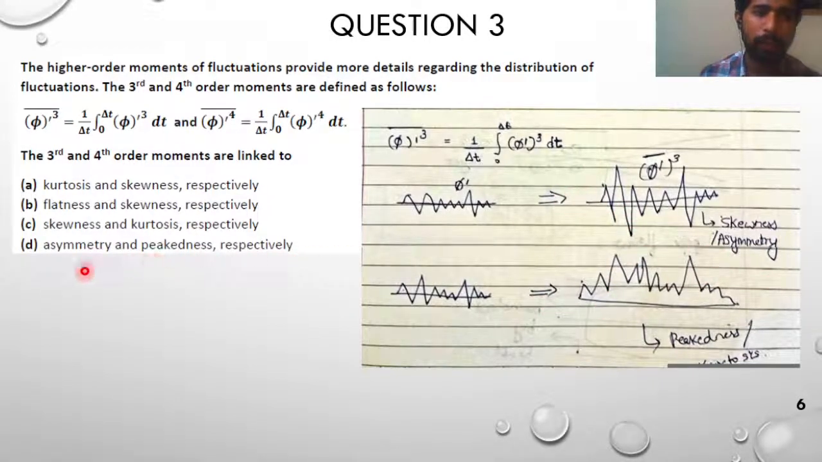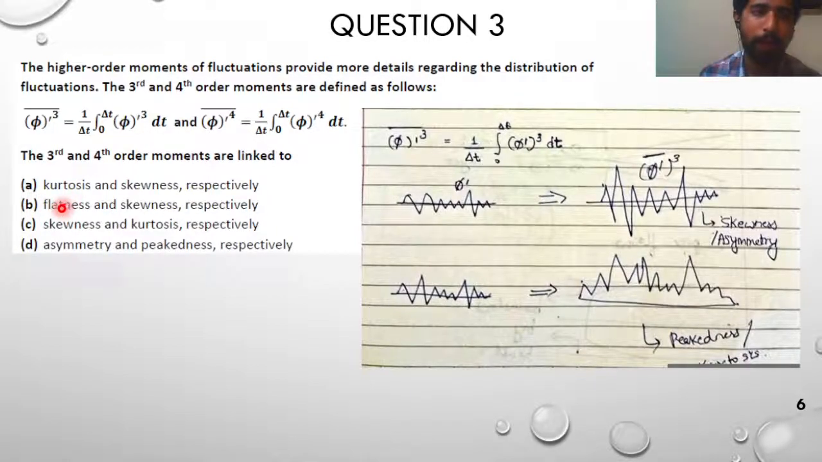So for this there are two options which are mainly correct here. If you see carefully, the third moment does not indicate kurtosis, so this is wrong. Kurtosis is nothing but the peakedness. The third moment does not indicate that. It indicates only the skewness.